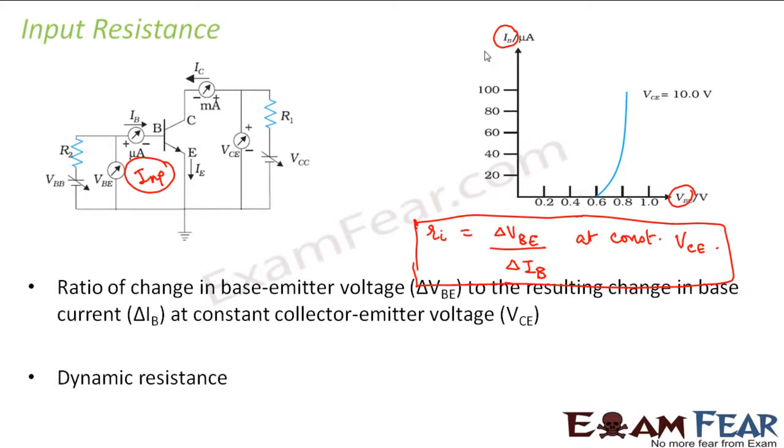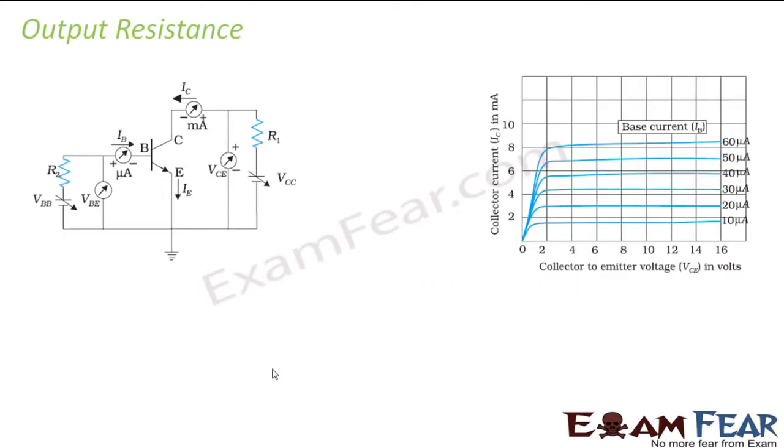This is a dynamic resistance, as I mentioned before, since it is changing at every point of time. That is why we have defined it as the change in base emitter voltage to the change in base current.